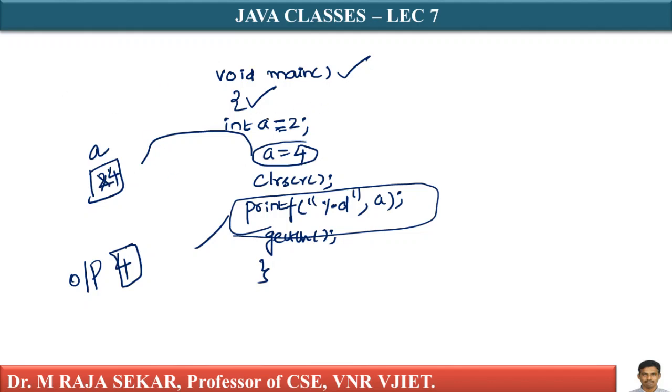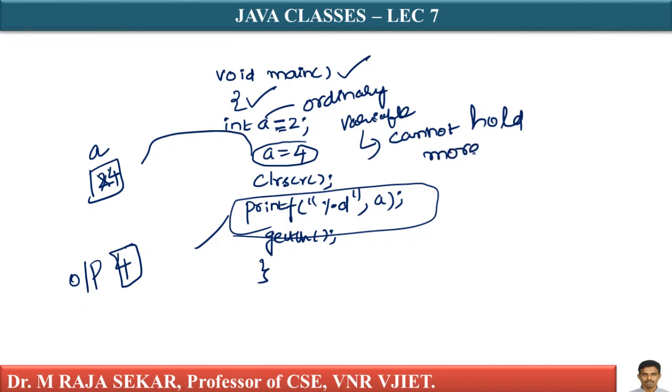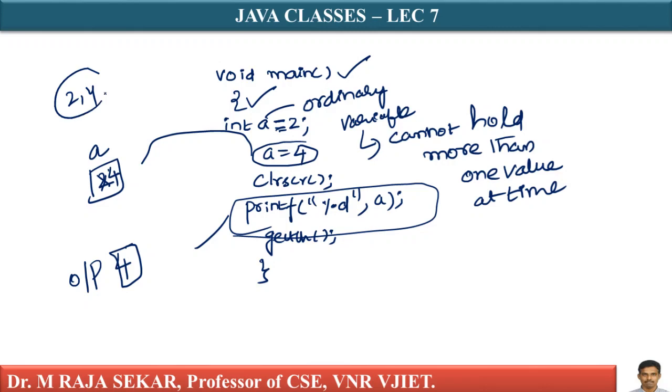This a is known as an ordinary variable. What is an ordinary variable? This variable cannot hold more than one value at a time. What does it mean? If I want to store both these values, 2 and 4, in variable a, I cannot store them, isn't it? If I am trying to store 4 in a, that previous value will be overwritten by 4.